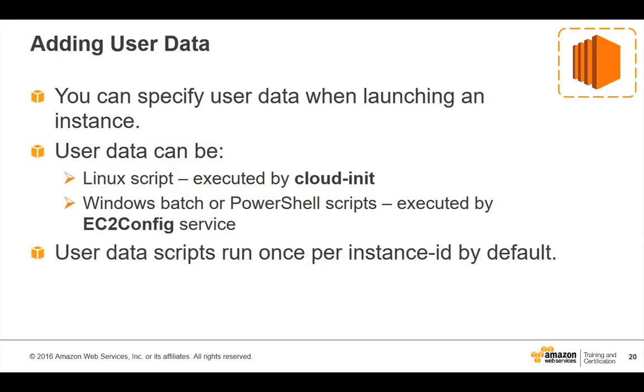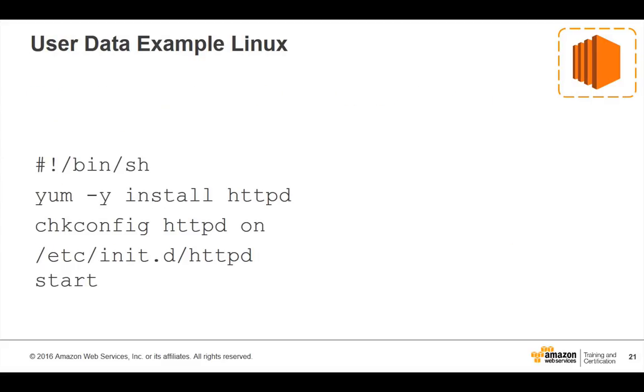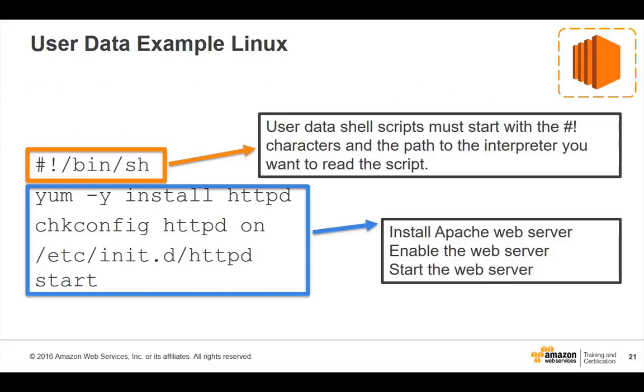So that user data, let's get back to that. You can either use a Linux script, which is executed by cloud-init, or Windows batch or PowerShell scripts executed by the EC2 config service. And the user data scripts are going to run once. Okay, so they run when they instantiate. When you reboot your instance, it doesn't restart. It doesn't redo your user data script, it doesn't rerun it.